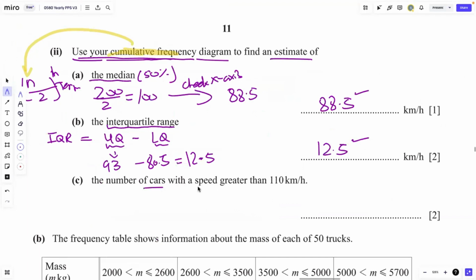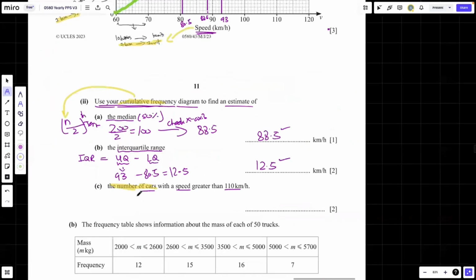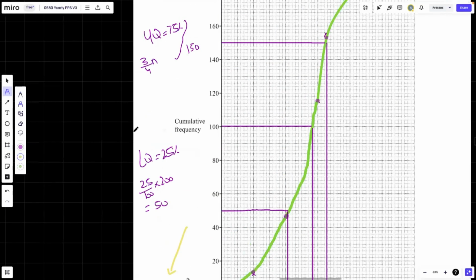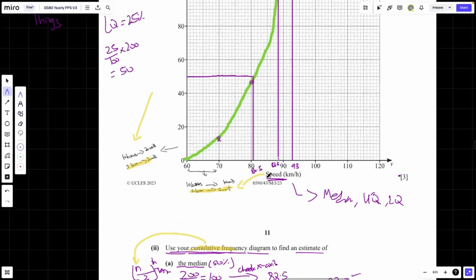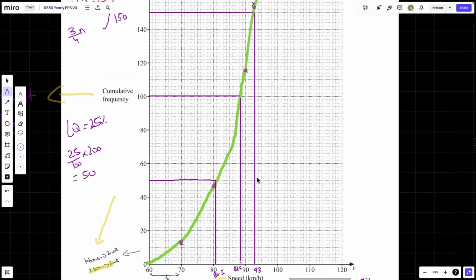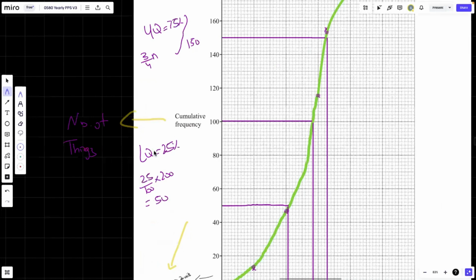And then next up, the number of cars with a speed greater than 110 kilometers per hour. Now he's asking for a number of things here. Keep a check for this. Number of things usually have the answers on the y-axis, because it's frequency. And on the x-axis, you have the answers for median, upper quartile, lower quartile, and so on. All of the other things, like the mean, are majorly on the x-axis, the subject matter of whatever the experiment is being done upon. And for number of things, frequency is the answer.